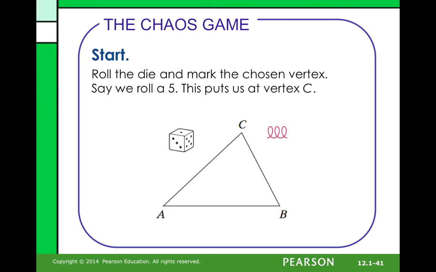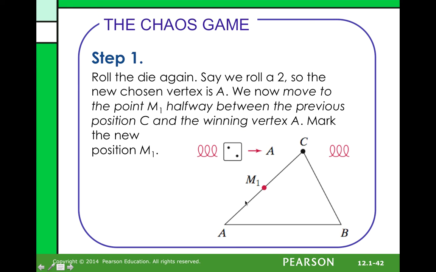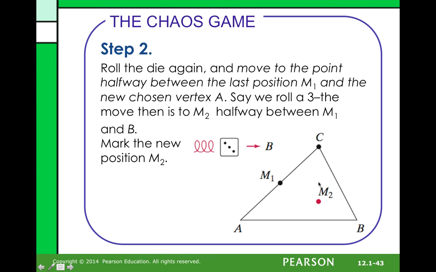Okay, so the original dice throw just gives us a vertex to start at. The next dice throw gives us a vertex to move to, and we choose the midpoint between them. So if we had rolled a 3 here, we would go halfway between C and B and mark that midpoint. Now we roll the die again, and we move to the point halfway between the last position and the new chosen vertex. So say we roll a 3, then we move halfway between this point here that we just chose on the previous step and B, because 3 corresponds to B.